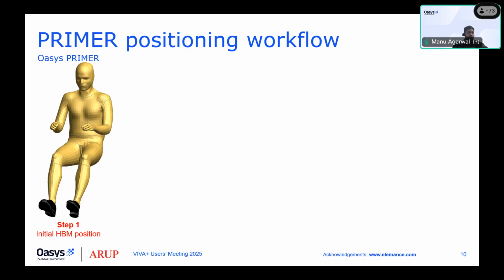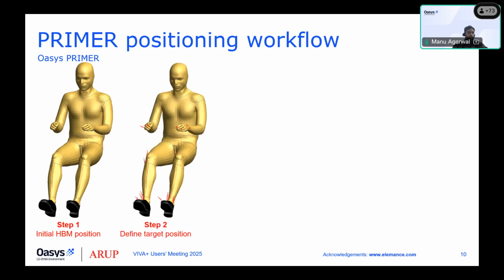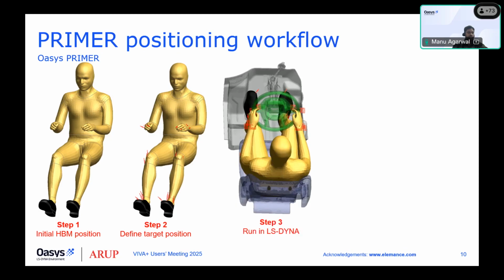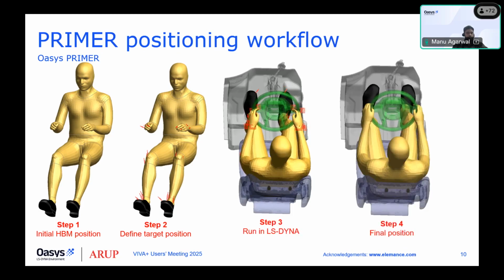A quick walk through the positioning workflow in Oasys Primer. This simulation-based positioning analysis can be set up in Oasys Primer for a single stage, a two-stage, or multi-stage positioning analysis. First, you're required to determine the initial and the target positions for the positioning analysis. Then Oasys Primer creates the discrete cable entities that are going to be used to pull the HBM limbs during the ANSYS LS-DYNA positioning analysis. And this helps ensure that the predetermined positions are achieved at the end of the positioning analysis.